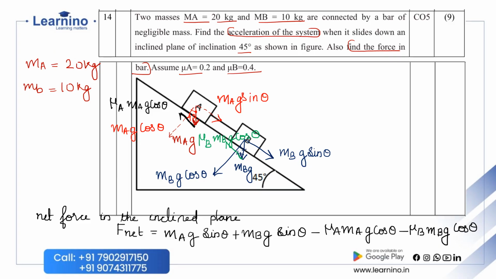So for the net force, I will take g sin theta common and write it shorter. G sin theta I am taking as common. So g sin theta into (MA plus MB) will be the first term, and g cos theta into (mu A MA plus mu B MB) will be the second term, with a minus sign.